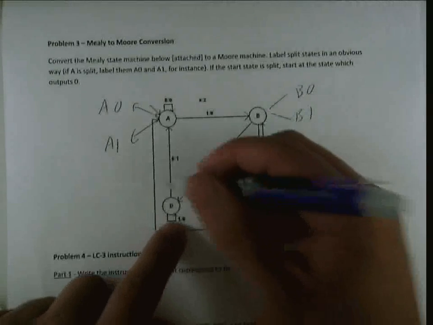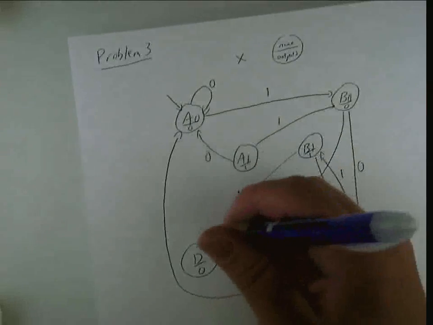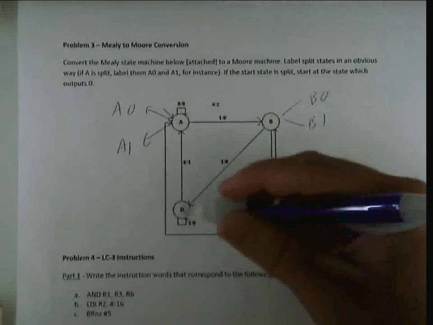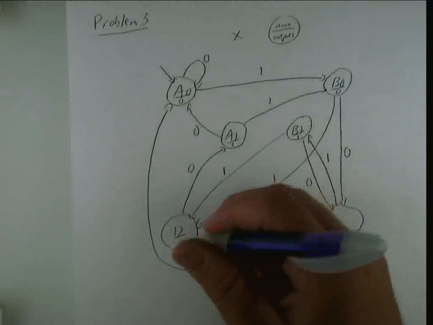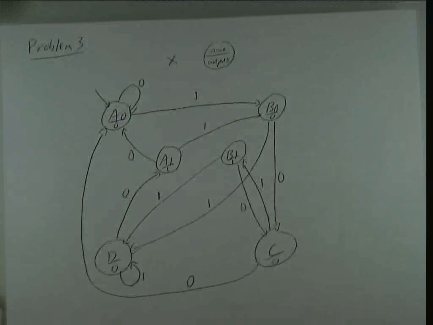And now for D, if we get a 0, we want to go to A1. And if we get a 1, we're going to stay in D. And that pretty much completes the problem.